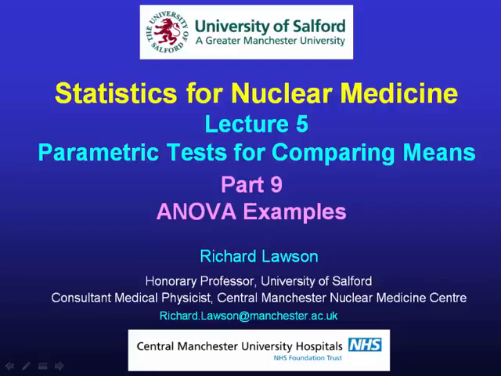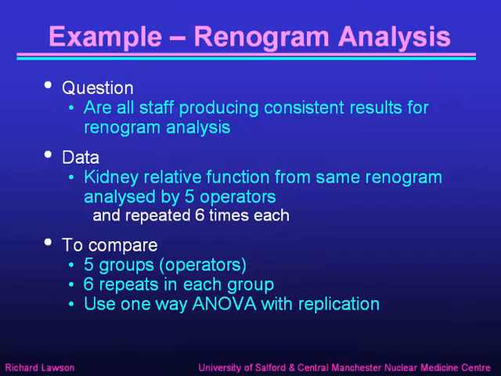In part 9 of my lecture on parametric tests for comparing means, I'm going to give an example of the calculation using analysis of variance. Let's look at an example using some renogram analysis. The question that we're asking is, are all our staff producing consistent results for renogram analysis?